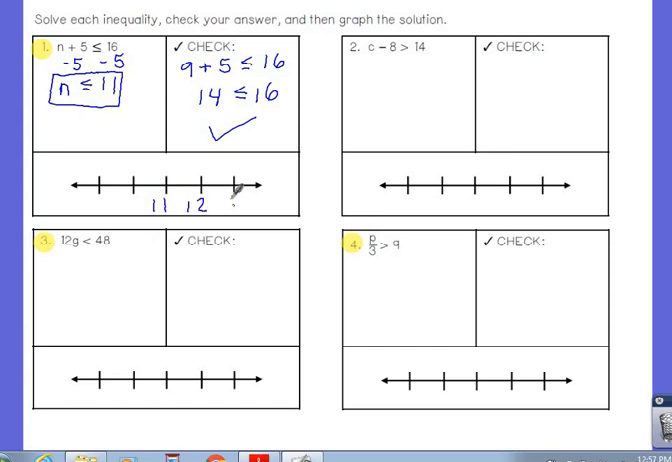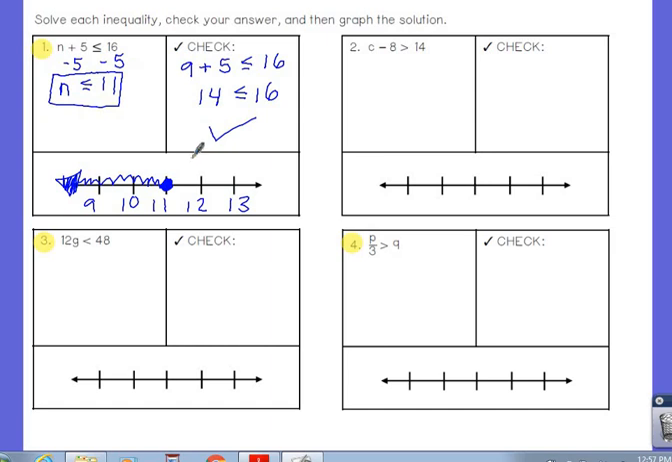I'll count by ones. Does it matter what you count by? No. Not particularly. Open or closed circle? Closed. Because it has an equal sign on 11. Now, is 10 less than or equal to 11, or is 12 less than or equal to 11? 10. So that means I shade to the left. This graph now shows all the solutions that could make this inequality true.